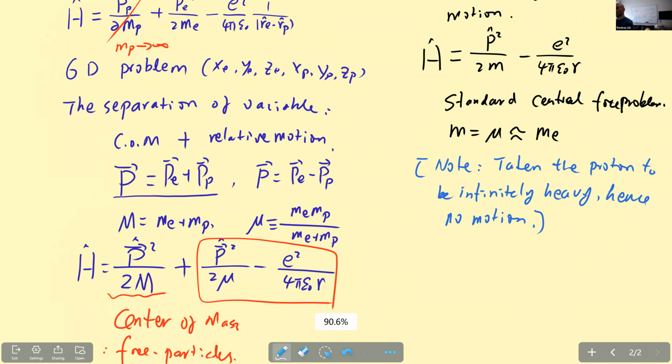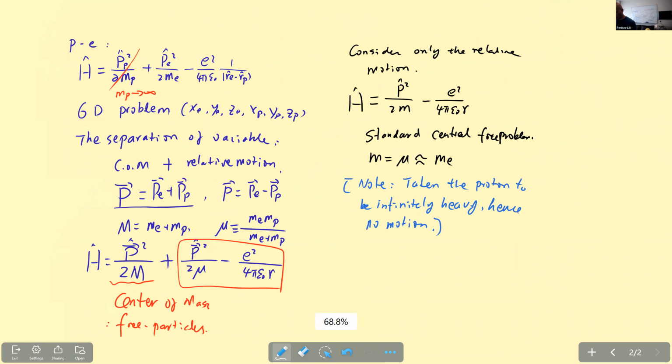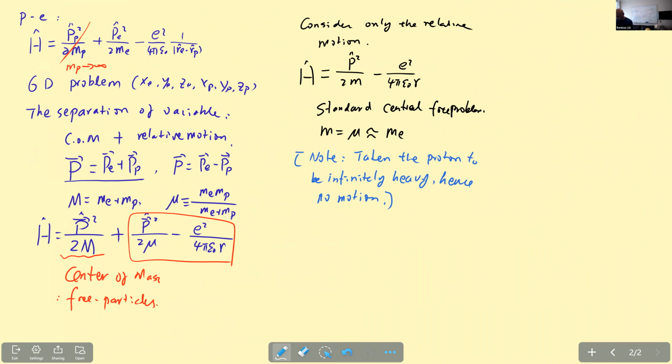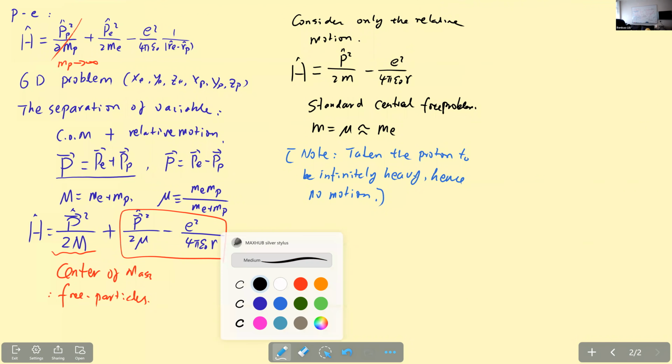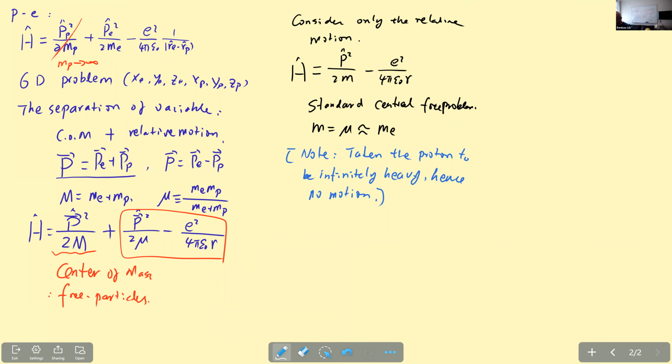Okay, so this is the Hamiltonian, right? And then we can just consider the eigenstate again. This Hamiltonian can be changed into this one, right? That's the Laplacian times minus h bar squared over 2 mu, minus e squared over 4 pi epsilon r, acting on psi(r), equals E psi(r).